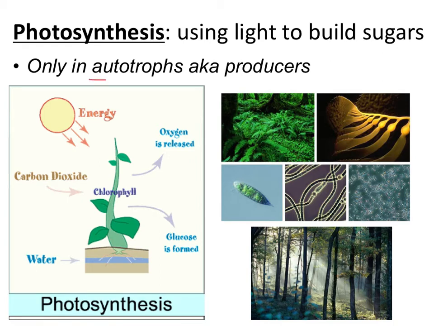So photosynthesis occurs in autotrophs, which is another word for a plant, and producers, which is also another word for a plant. The opposites would be heterotroph and consumer, and animals would be considered heterotrophs and consumers.